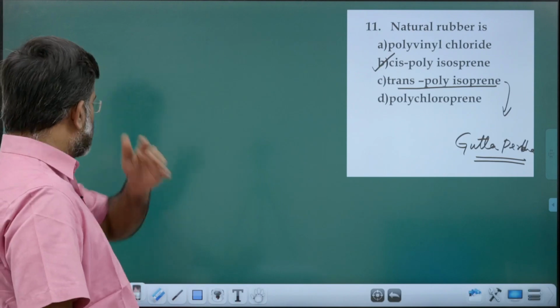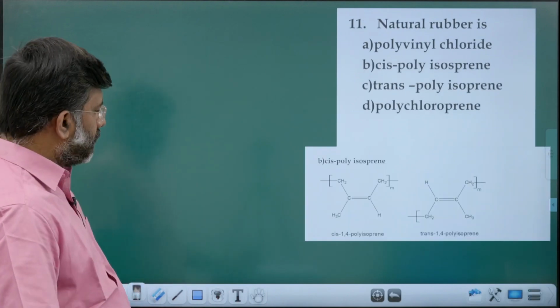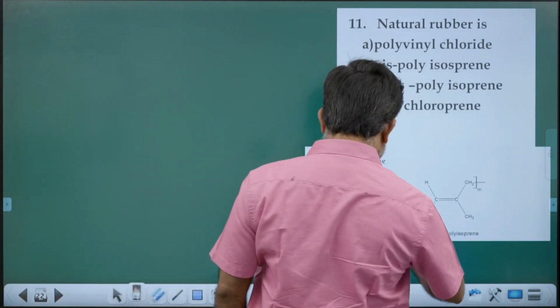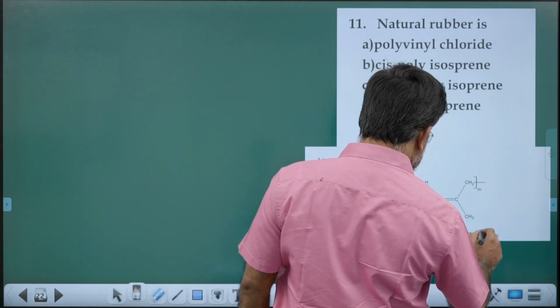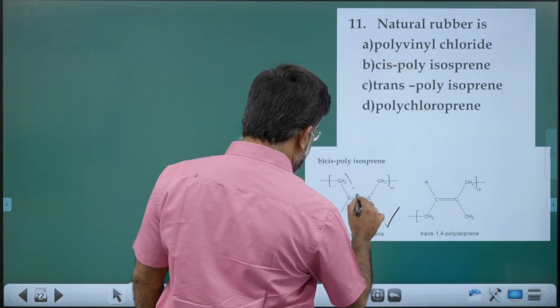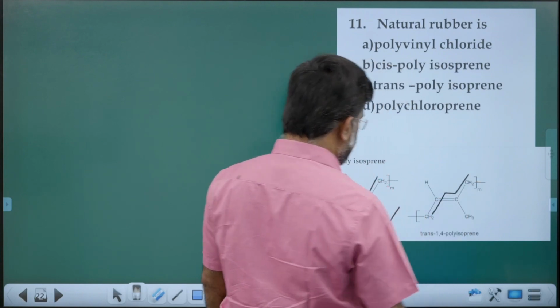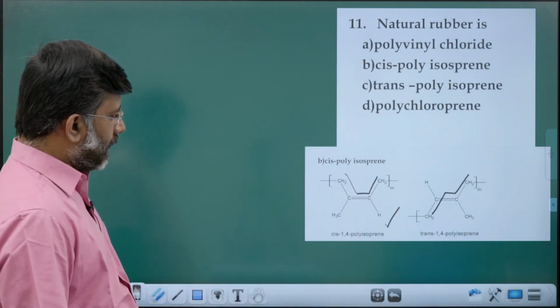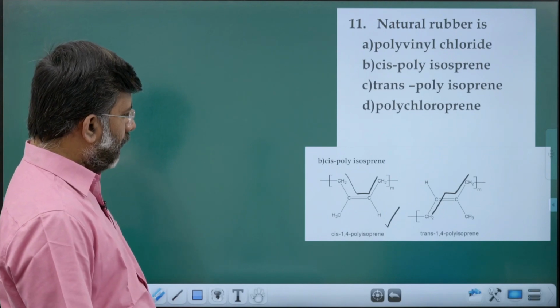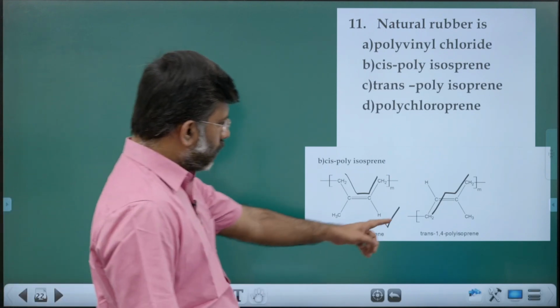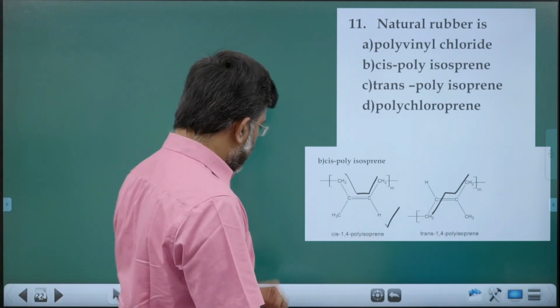Okay. Next one. This is cis polyisoprene, and this is trans polyisoprene. Have a look at this. This is cis and this is trans polyisoprene, and this is so-called gutta percha, and this is latex. Next one.